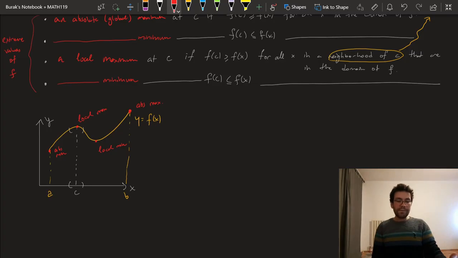As you can see from this picture, not every local maximum is necessarily the absolute maximum. You can have multiple local maximums. You can have infinitely many local maximums or minimums, and they need not be absolute maximums and absolute minimums. Okay?